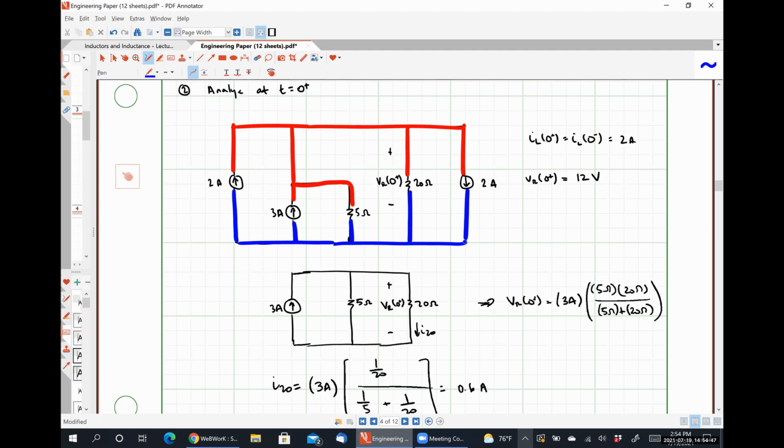So, thank you. No problem. Yeah. So I would argue that recognizing that everything is in parallel is more key than redrawing the circuit. All right. Any other questions regarding our analysis at t is equal to 0 plus?